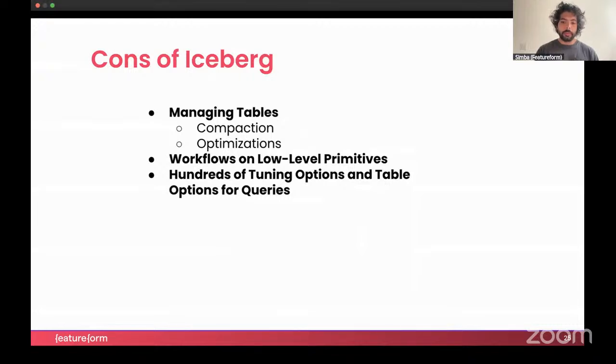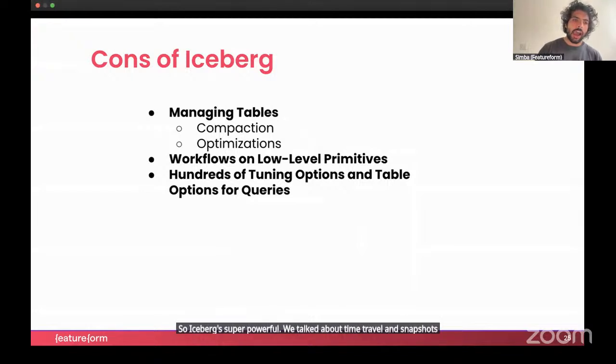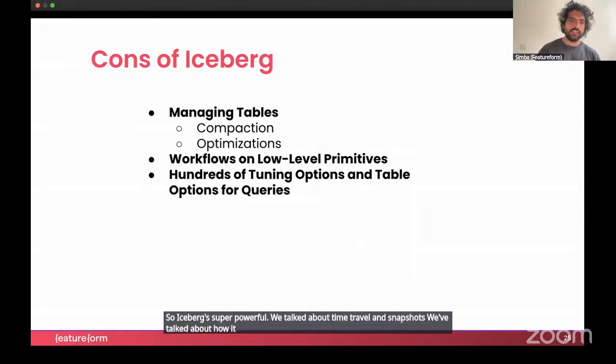So Iceberg's super powerful. We talked about time travel and snapshots. We've talked about how it handles streaming data and deltas. We've talked about push down predicates and indices, but it doesn't come without cons.